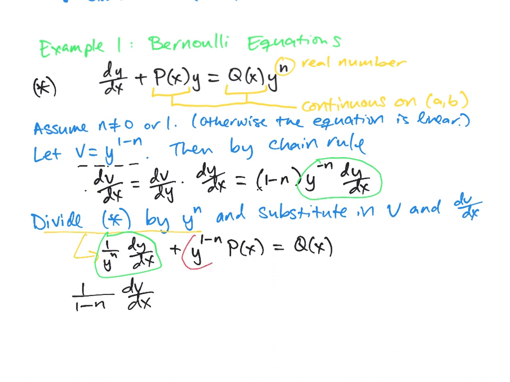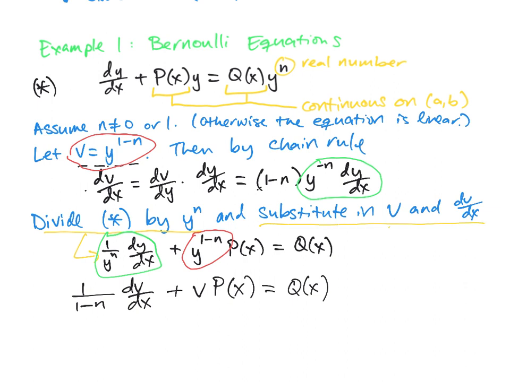And then this thing is exactly our definition of v. So that's the substitution that we're making. So our second term is going to be v times p of x. And I'm not worried about getting rid of p of x or changing it because it doesn't have any y's in it. What we want to do is get rid of all the y's and turn them into v's. And then same with q of x. Okay, so that is our new equation, and the second line here is where I did the substitution of v.